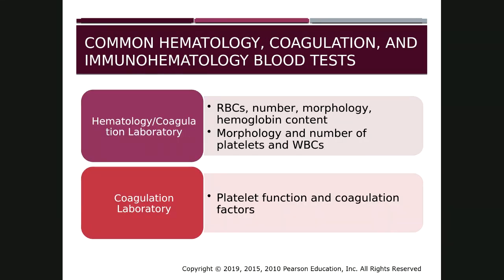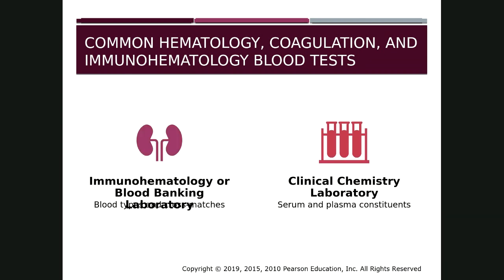Some common tests. In departments, hematology performs tests on red blood cells, number, morphology, hemoglobin content, and morphology and number of platelets and white blood cells, whereas the coagulation lab's primary function is platelet function and coagulation factors. Immunology or blood banking does blood typing and cross-matching. Clinical chemistry is our biggest component in the lab. They do serum and plasma constituents.